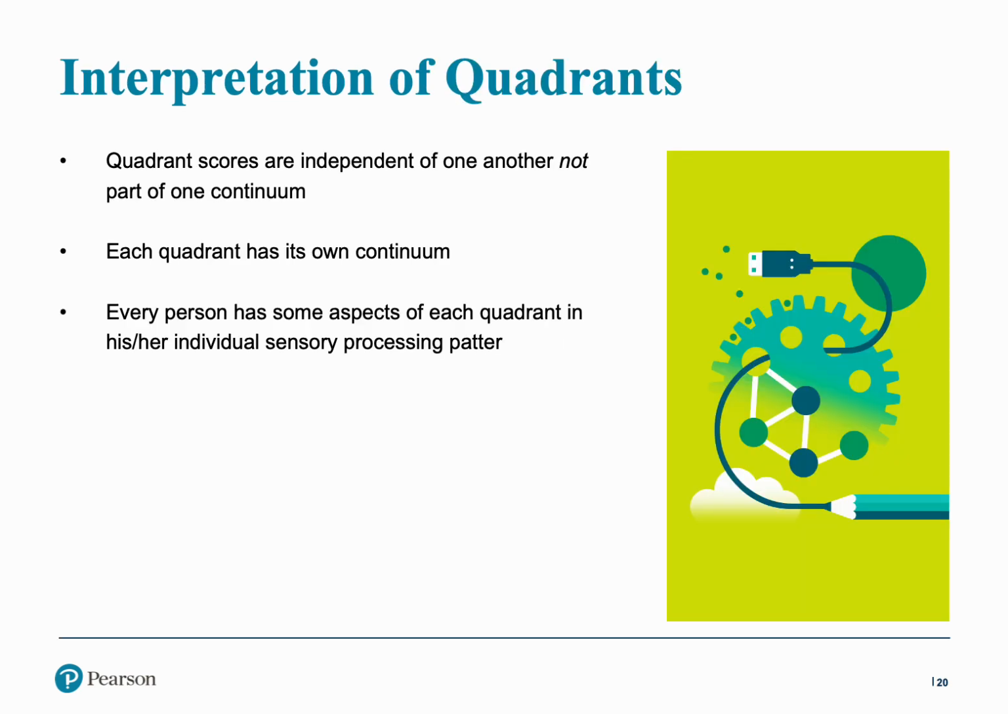So quadrant scores are independent of one another, and they're not part of one continuum. So you won't get a total score like you would in a lot of other assessments. Each of the quadrants will have their own score and their own continuum. Every person has an aspect of each quadrant within their sensory processing pattern, and you might find in some cases that someone is much more than others within every quadrant, or two quadrants, and that's where it's really important to delve a little bit deeper into that functional difficulty that the person's struggling with.